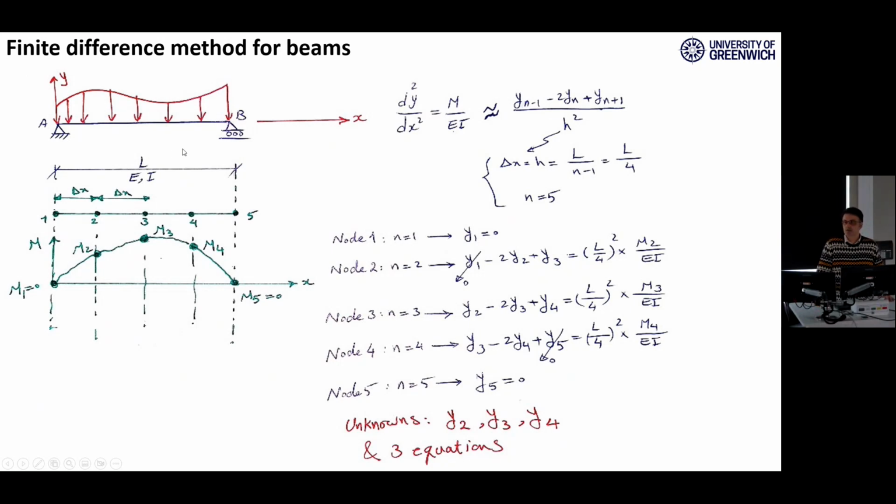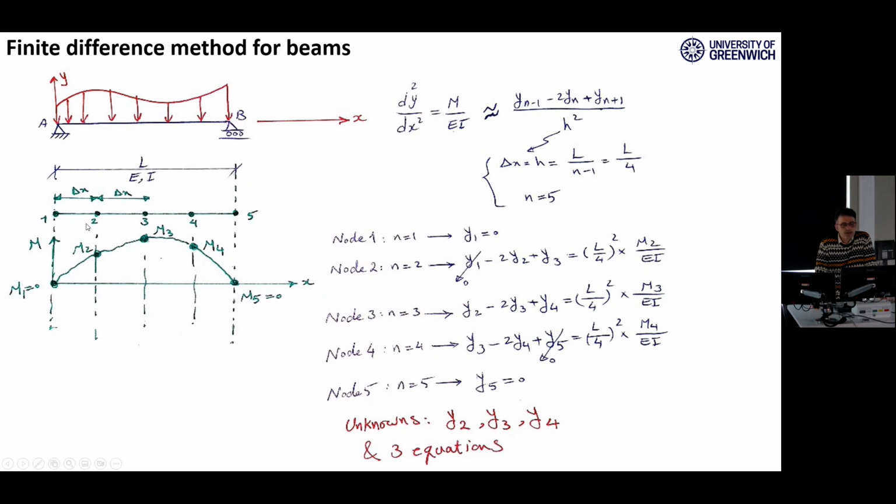You can divide your beam into a certain number of points. For example, here I divided the beam into 5 points: 1, 2, 3, 4, 5, right? And equally distributed points. So if the length is L, when you have 5 points, you will have 4 segments, 5 minus 1 segments: 1, 2, 3, 4. So each segment is L over 4, 25% of the total L, isn't it?